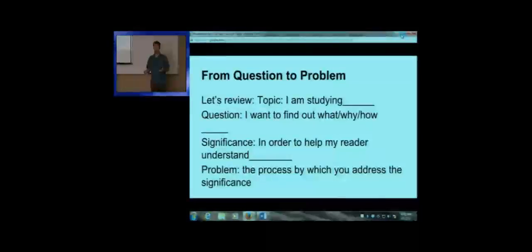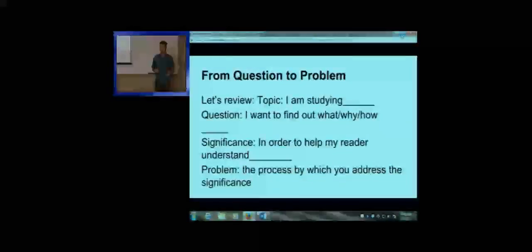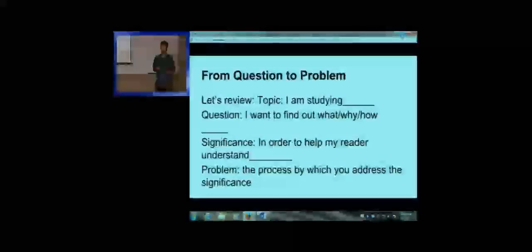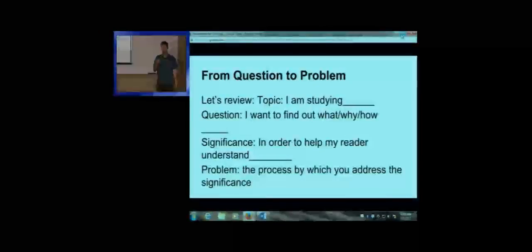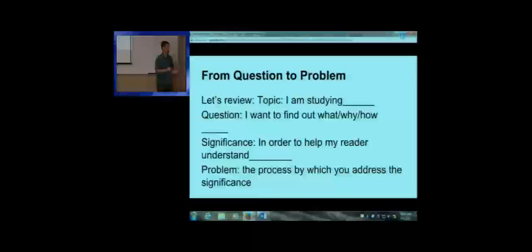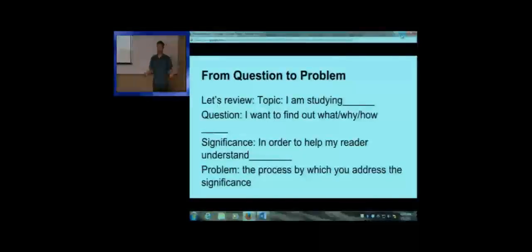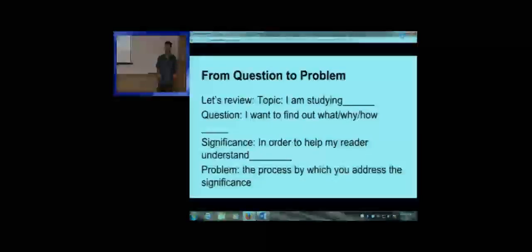And the last thing we're going to talk about is the problem. The problem really is the best part of the research. After you've developed a question and developed the significance of it, you're going to turn that into a problem. Not knowing things is something academics find frustrating, right? We like knowing stuff. But problems can extend beyond this.